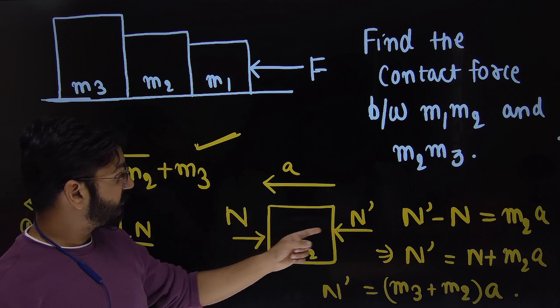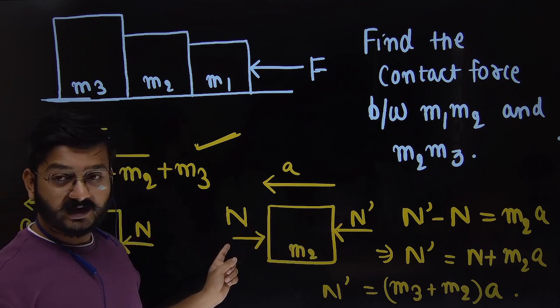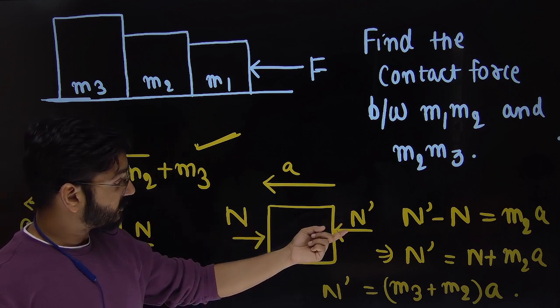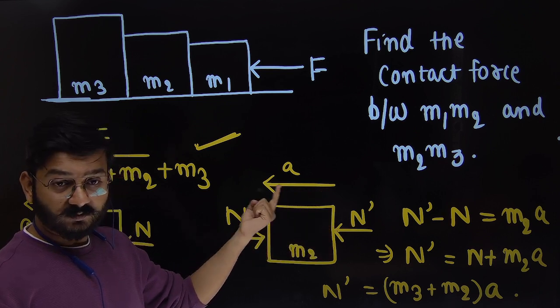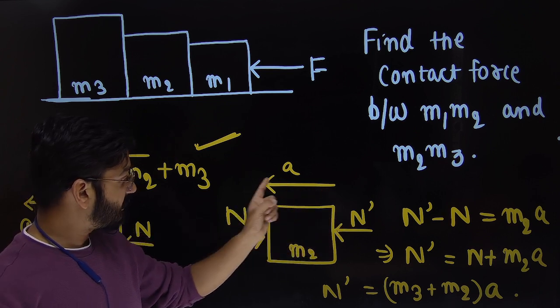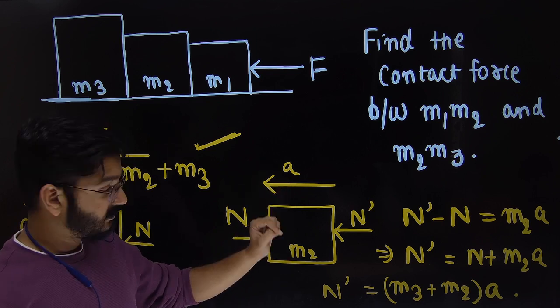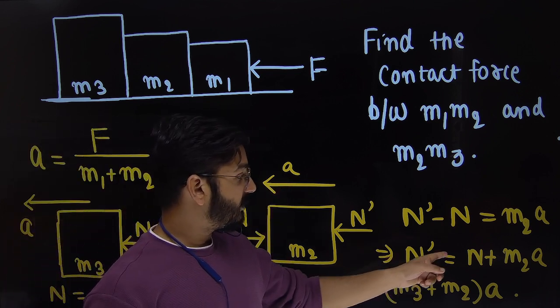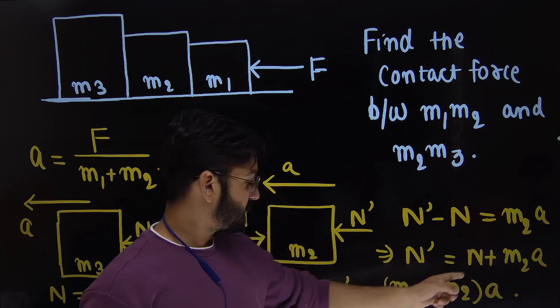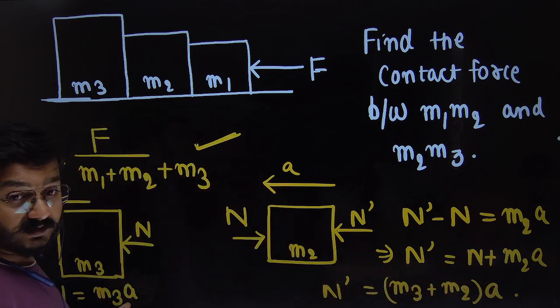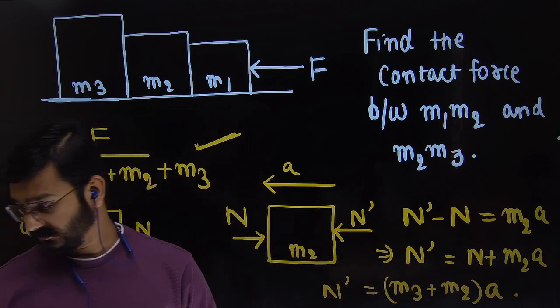So this time, which force will you take positive? N dash or N? N dash, because it is in the direction of motion. So this minus this will be equal to mass into acceleration. So N dash will be equal to N plus this. And what is N? M3A. Now substitute it.